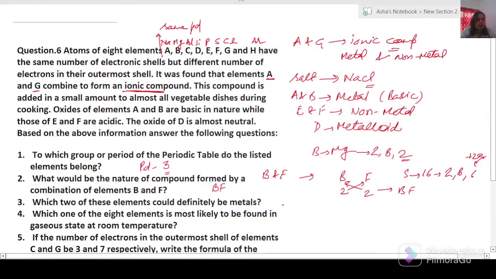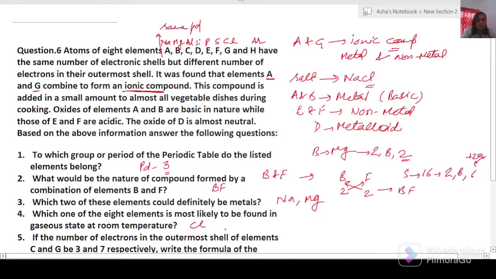Which two of these elements could definitely be metal? Okay, metals always lie at the beginning of the period. Okay, so it will be sodium, magnesium, you can write simply sodium comma magnesium. Which one of the 8 elements is most likely to be found in the gaseous state at the room temperature? Non-metals are mostly gaseous, you can write simply chlorine.